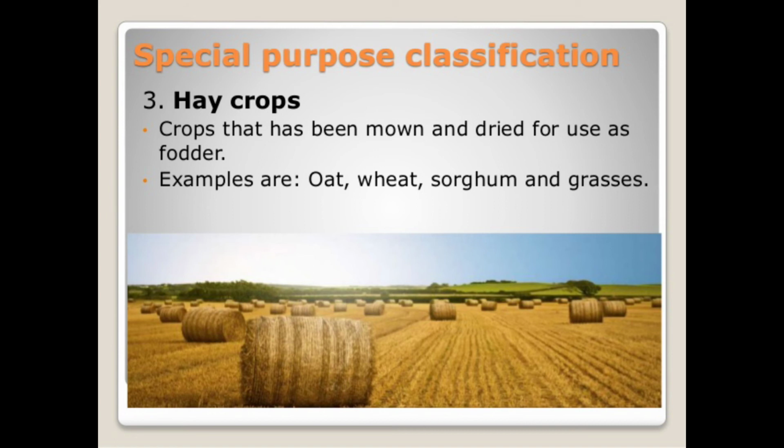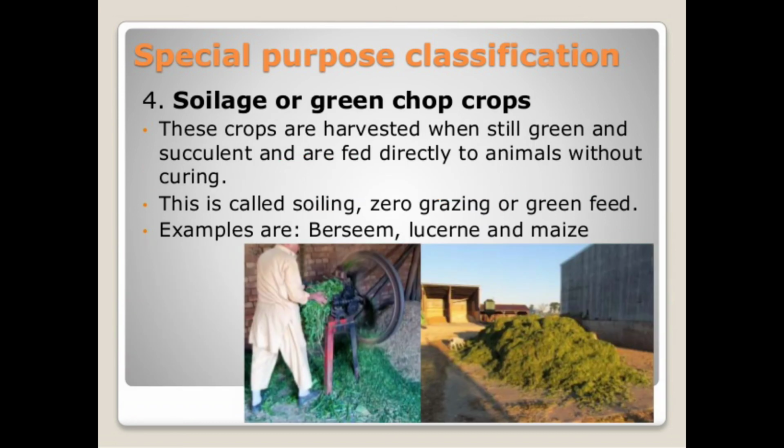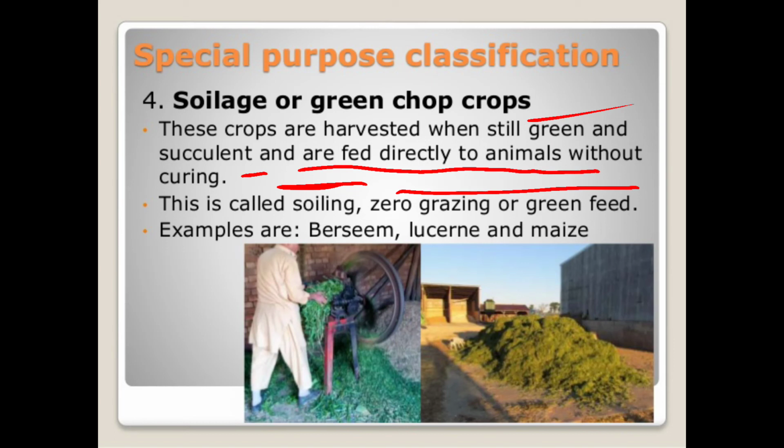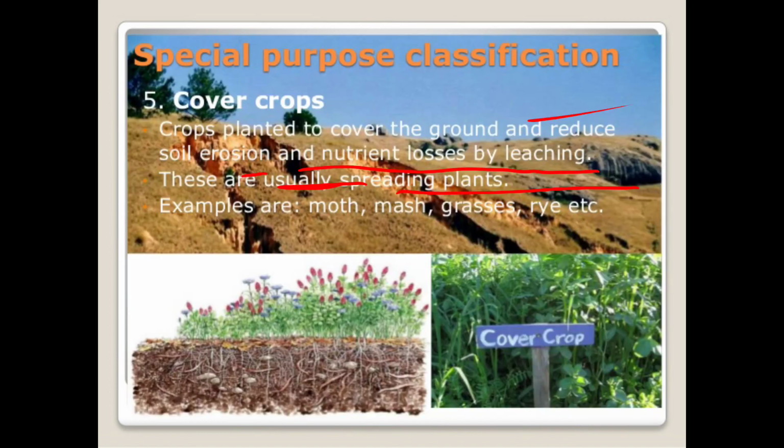So hay crops are those that have been mowed and dried for use as fodder. Examples are wheat, oats, sorghum, and grasses. Soilage or green chop crop: these crops are harvested when still green and succulent and are fed directly to animals without curing, and this is called soiling or zero grazing or green feeding. Examples are berseem, lucerne, or maize. These are soiling crops.